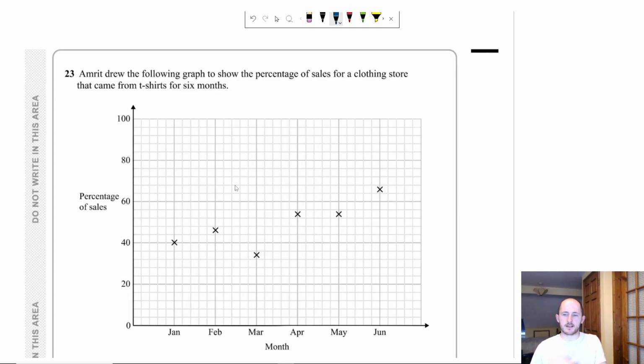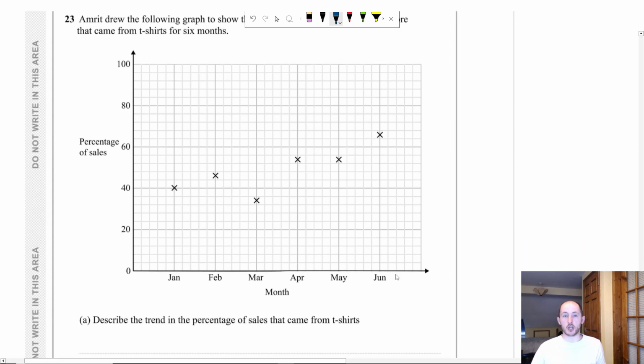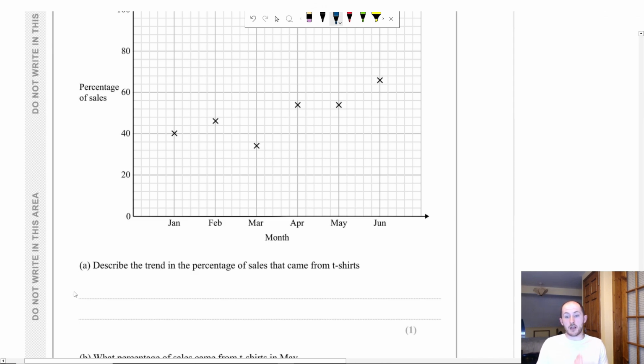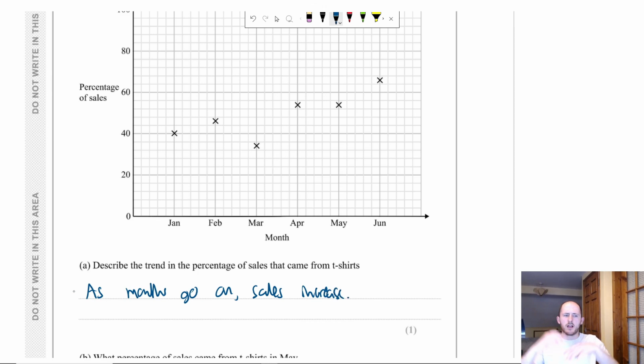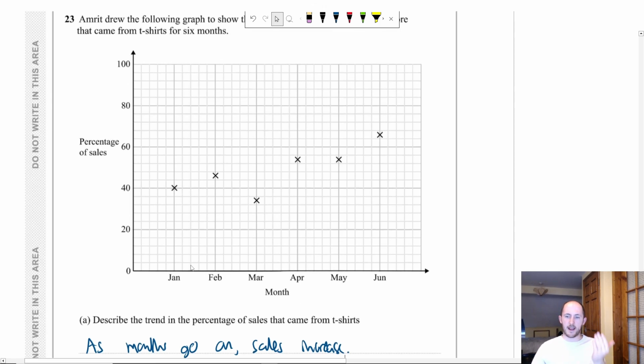Question 23, we have a nice little scatter graph. So Emma drew the following graph to show the percentage of sales for a clothing store that came from t-shirts for 6 months, so January to June. Describe the trend. Well, as you can see, there's a very slight increase, okay? So you can say something like slight positive correlation. You can also say as the months go on, sales increase. Or you can say sales increase as the months go on, something along those lines. You just have to basically describe that as time is progressing, the percentage of sales is going up.